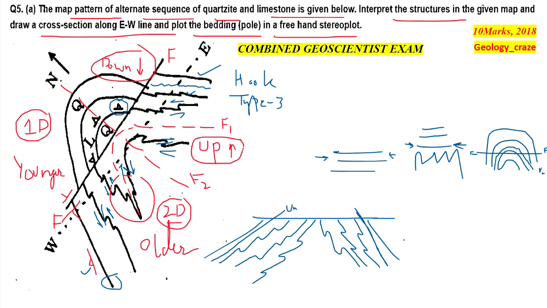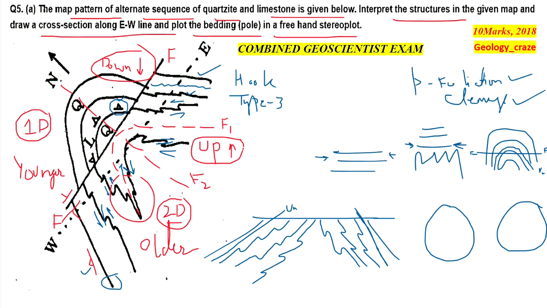This might be angular because the lower beds are angular. Now we have to plot the bedding pole. These are the symbols of the zone of foliation or cleavage, so I'm using it as bedding. Suppose this is a steel net. Plotting it in the same manner, this is our northern side, this is our southern side, this is our east.